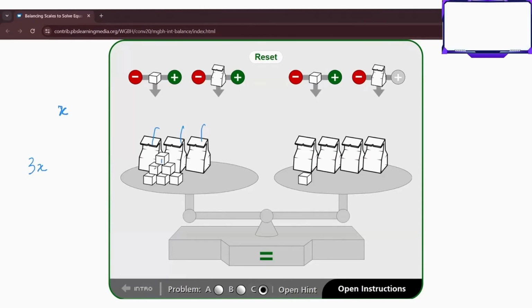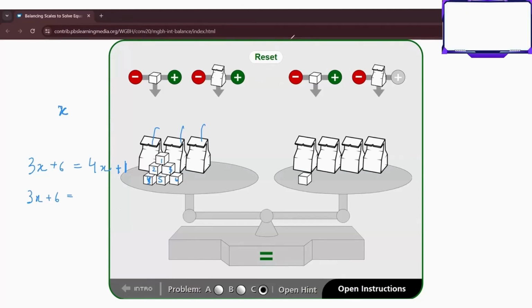Okay, and separately there are how many cubes? 1, 2, 3, 4, 5, 6. Okay, so 3x plus 6 cubes. And that is equal to what? 4 bags, that means 4 multiplied by x, plus 1. Okay, now what are we going to do? We are going to remove 1 from both sides. Okay, remember this equation: 3x plus 6 equals 4x plus 1.